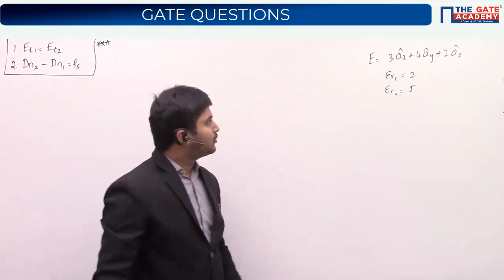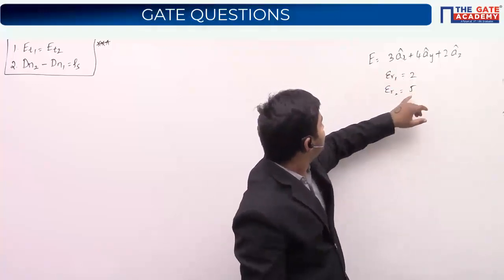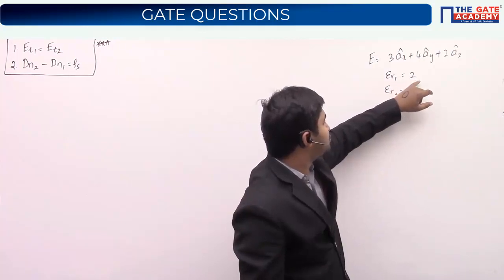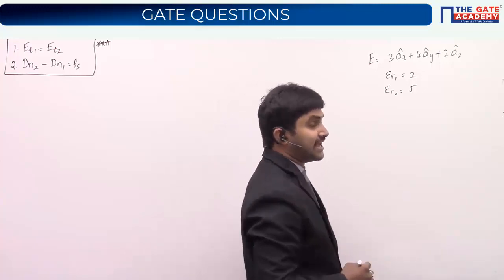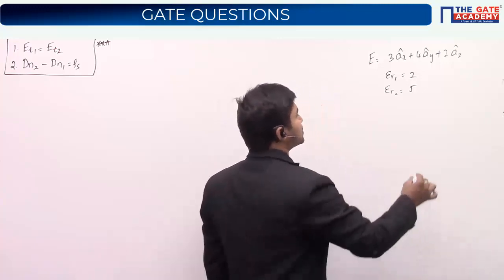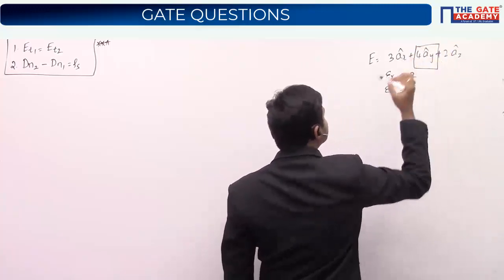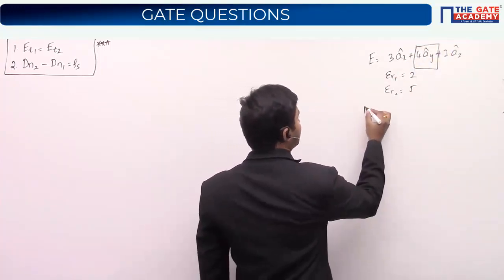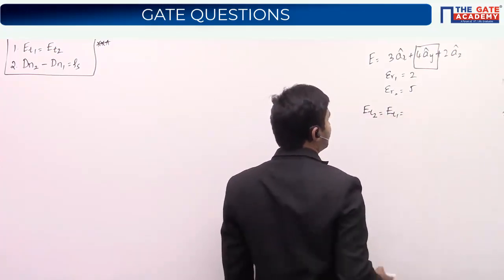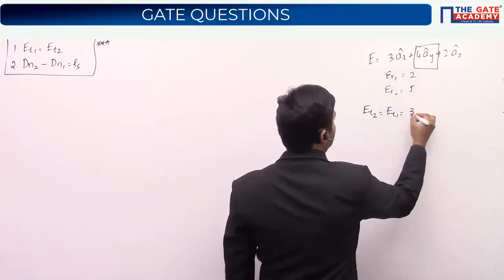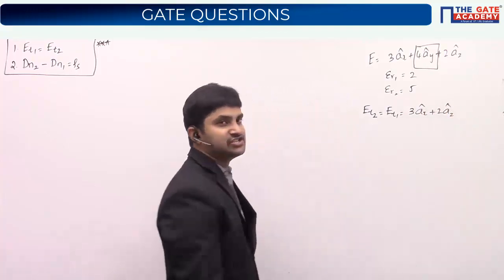So we were about to solve the problem, right? The electric field is given to us in the first medium, and the permittivities of the mediums are mentioned as 2 and 5, right? First thing is to identify what is the tangential component and what is the normal component. As you can see, this part will be the normal component, and the remaining are going to be the tangential components. So the tangential component of the second medium will be equal to the tangential component of the first medium, first boundary condition, which will be equal to 3ax plus 2az. This is the tangential component.